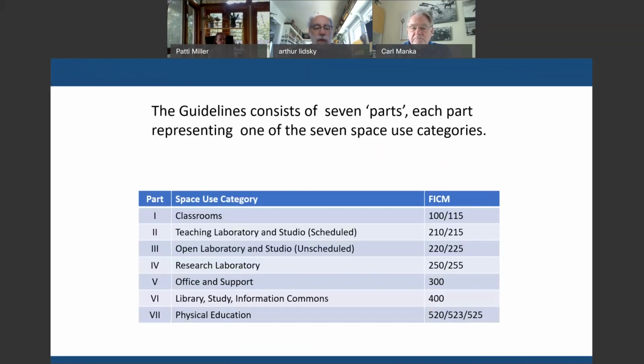Essentially, these categories are defined by the FICM code, Facility Information Classification Manual, and their particular coding is on the right-hand side for each of them. For number 7, physical education, we've removed the recreational part to it because it's really just focusing on physical education.